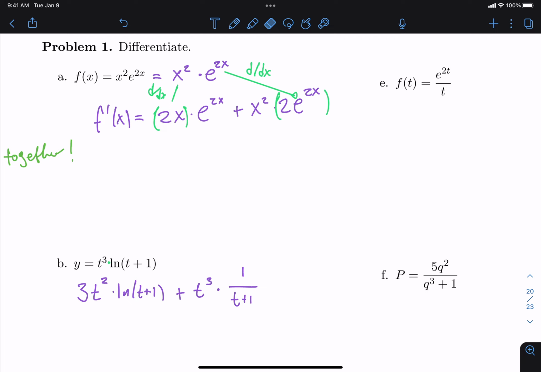Okay, so this is how we split this up. So this is like our f, this is like our g, and this is f prime g plus f g prime. Okay, this is f prime g, and this is f g prime.